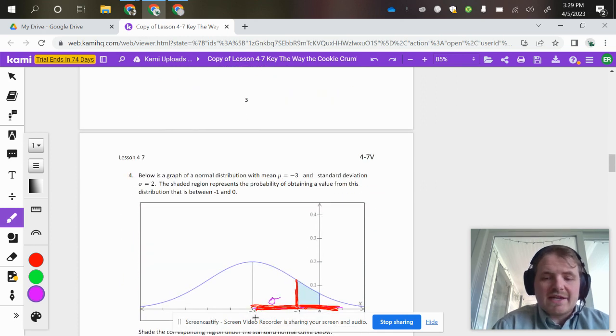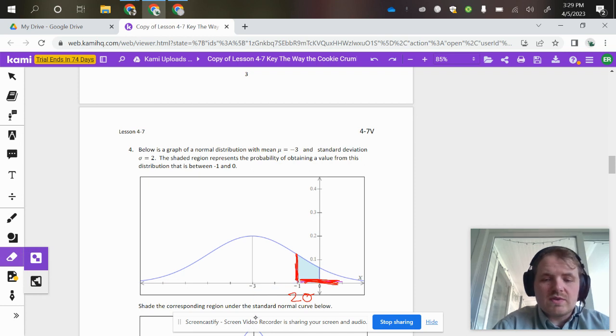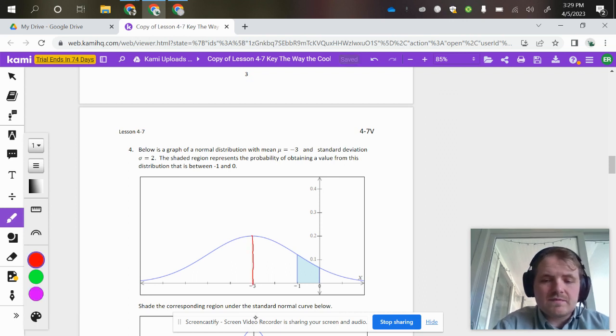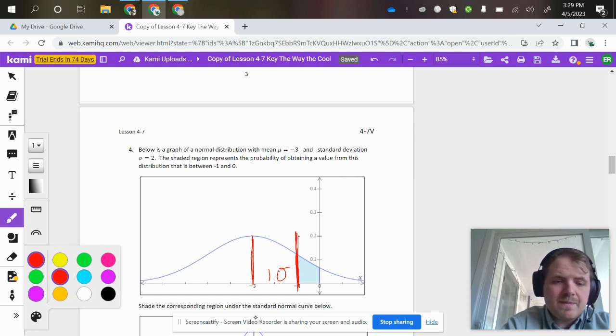A little bit more shading here now, except it's not as clear what to do. So we've got the mean at -3. So that perfect center is at -3. And then the standard deviation is 2. So again, we're going to hop 2 to the right, and that's going to represent one standard deviation to the right. Okay, so that's where my shaded region starts, is one standard deviation away.